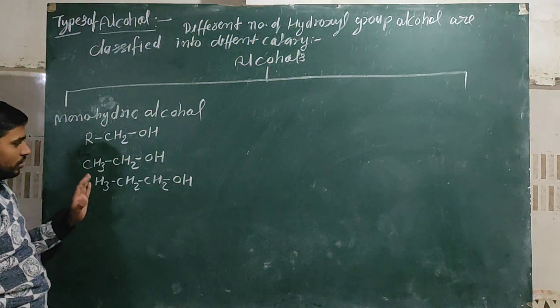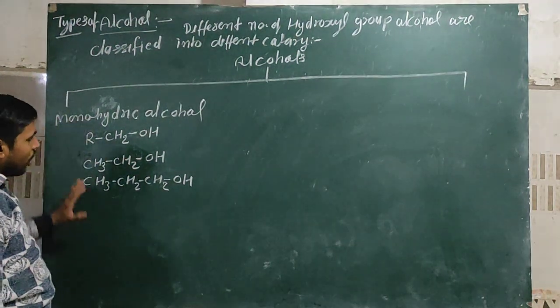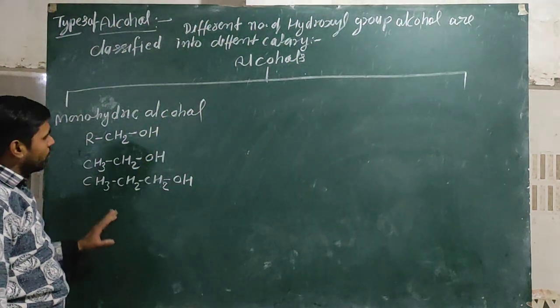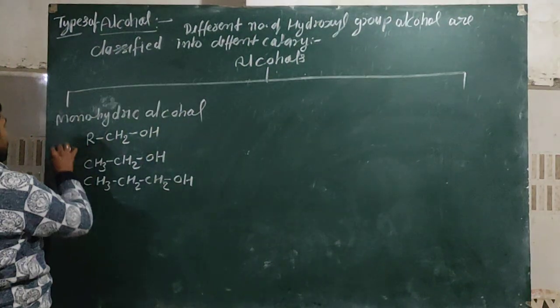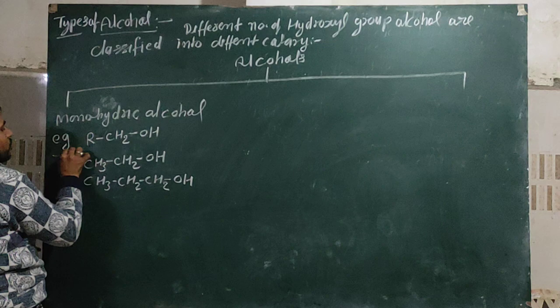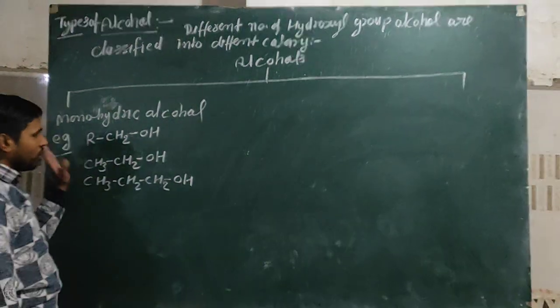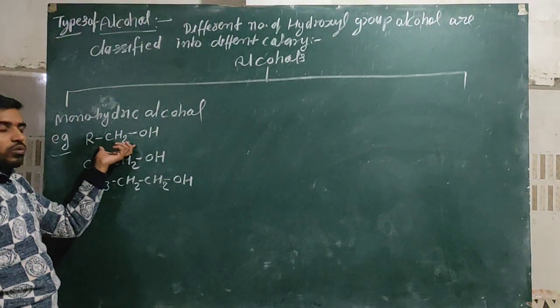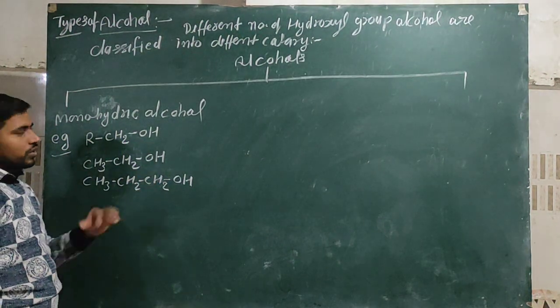You can see here, all these alcohols contain only one OH group in their structure, so they are examples of monohydric alcohol. I hope you understand well what monohydric alcohol is. Monohydric alcohols are those which contain only one OH group in their structure. Okay.